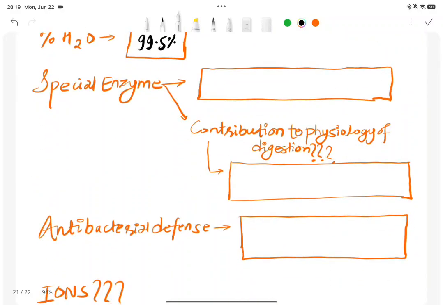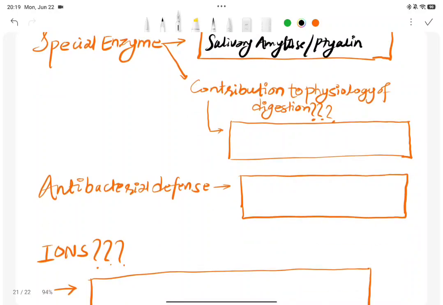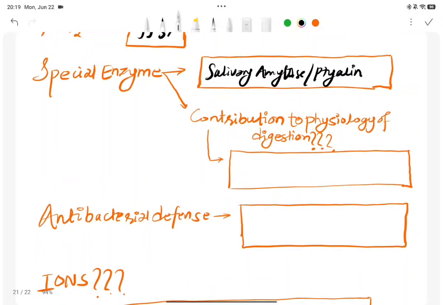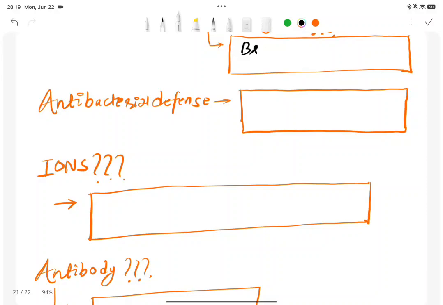The special enzyme present in saliva is known as salivary amylase, or ptyalin. Its contribution to the physiology of digestion is that it helps in the breakdown of carbohydrates. This carbohydrate breakdown starts from the mouth. Okay.